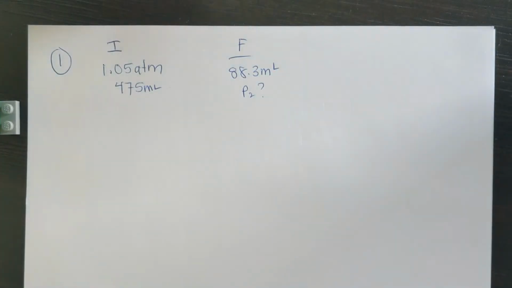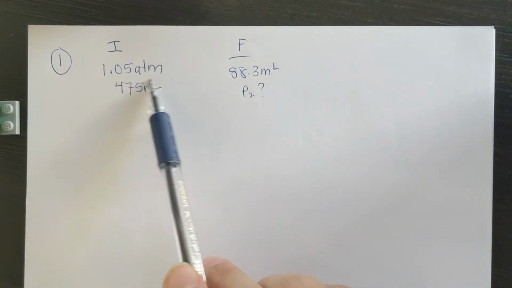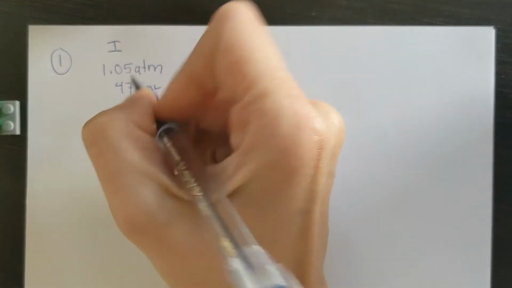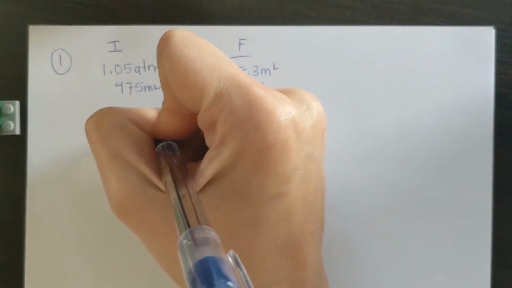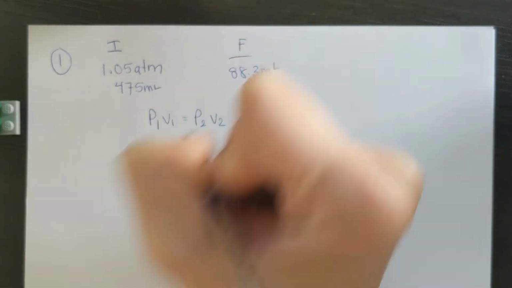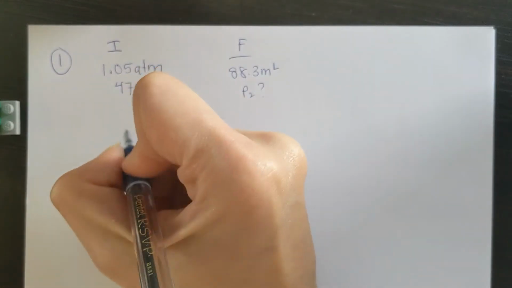Okay, so for this problem, it doesn't say it, but we can assume that the temperature and the number of moles of gas have stayed constant. So we're looking at the relationship between pressure and volume. So we're looking at how pressure changes when volume changes. So we're going to use Boyle's law. P1V1 equals P2V2.